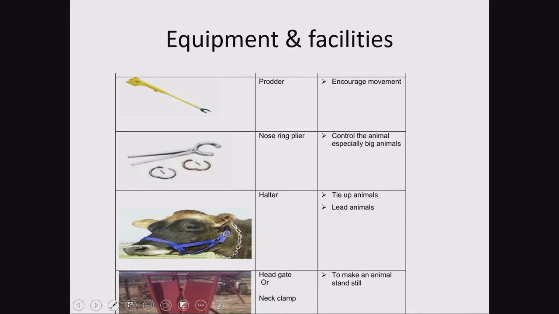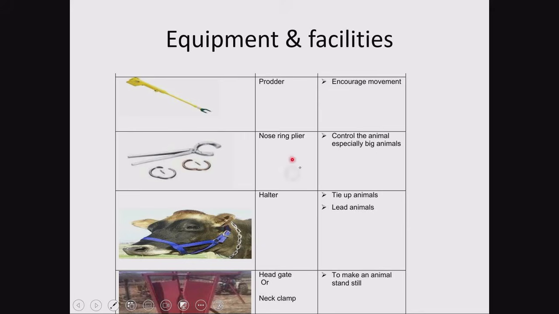All right, coming to another item that was problematic in the trial examination is the equipment and facilities used in animal handling. Here in my slide, I've got many of them that normally appear in our question papers. Number one, we have the prodder. The prodder, that's how you write it, and it is used to encourage a movement of animals. It is used to encourage an animal to move to the direction that you want it to go to.